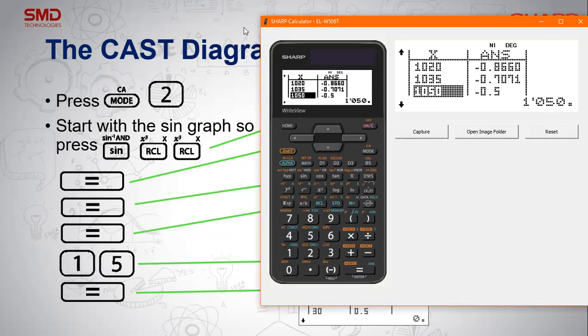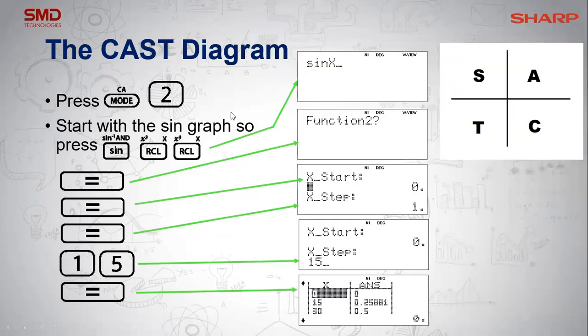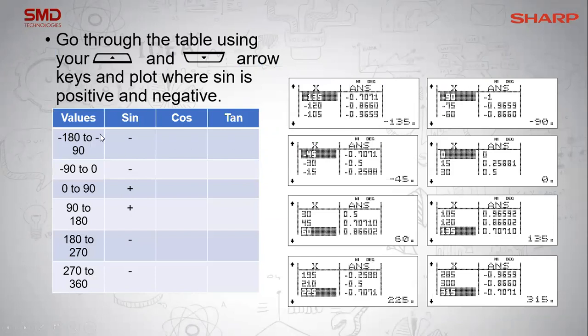So what I've done is I've created a table for you, and I've looked at these values, and I've looked at what the sign of the answer is. So between negative 180 and negative 90, my answer is negative. Between negative 90 and 0, my answer is negative. Between 0 and 90, my answer is positive, and between 90 and 180, my answer is positive. Between 180 and 270, my answer is negative. And between 270 and 360, my answer is negative.